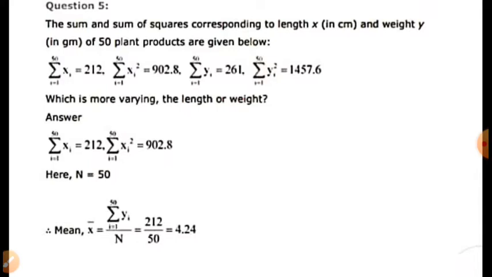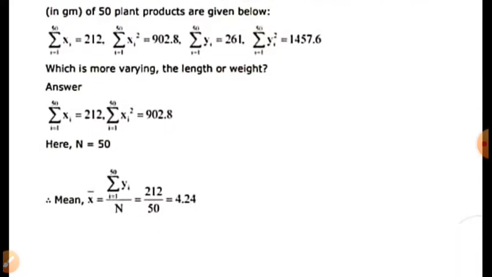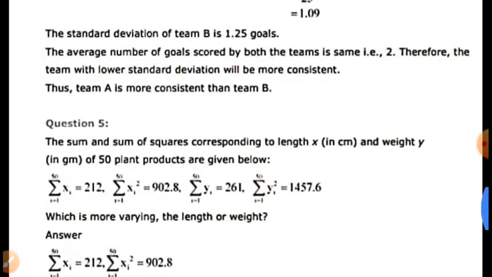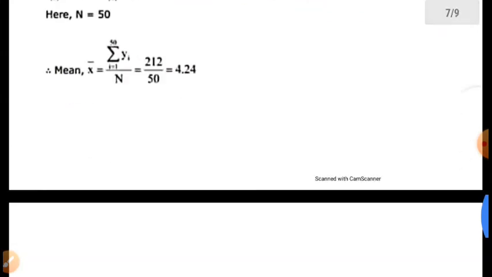The sum of the squares of the corresponding lengths is given for x. Already sigma xi, sigma xi square, sigma yi, and sigma yi square are given. Sigma is nothing but the sum; you already know that. So sigma xi is 212, sigma xi square is 902.8, and n is given as 50. Then the mean is 4.24. You need to find the mean, and for the standard deviation you can apply this formula.